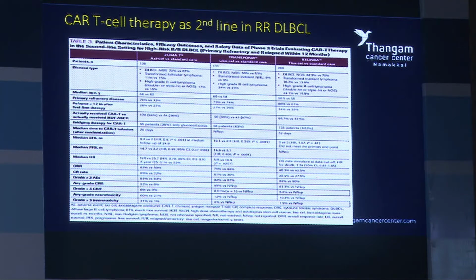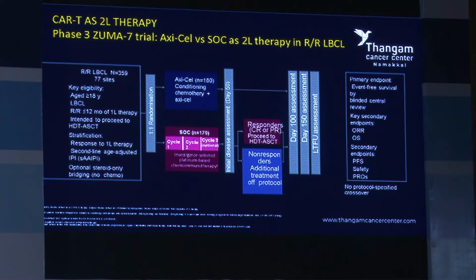CAR T-cells in second line: ZUMA-7, TRANSFORM and BELINDA. ZUMA-7 and TRANSFORM showed very good results with durable responses. This is the ZUMA-7 trial. Patients who relapsed within 12 months of first-line therapy, or who were going on to receive autologous stem cell transplant, were randomized 1:1 to receive axi-cel CAR T-cell therapy or standard of care, which is 2 to 3 cycles of salvage chemotherapy followed by transplant.